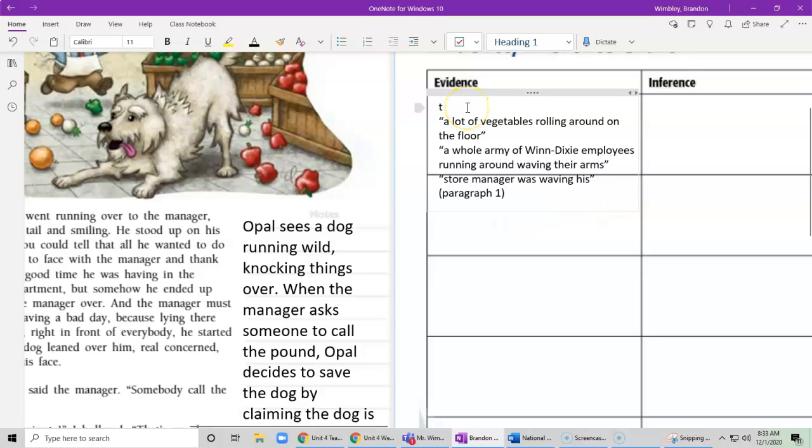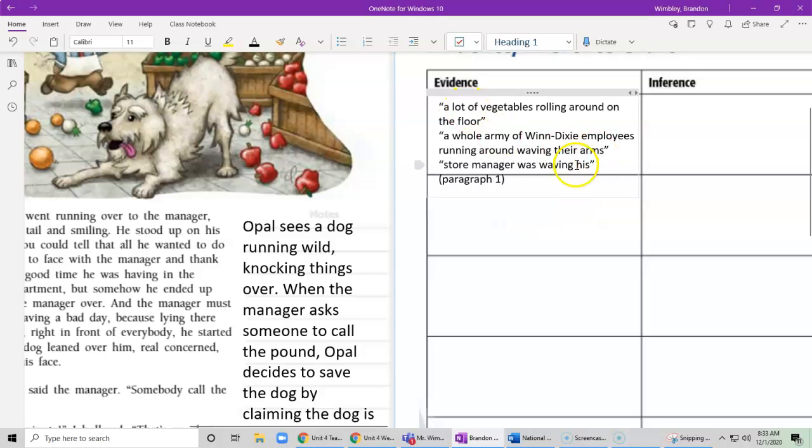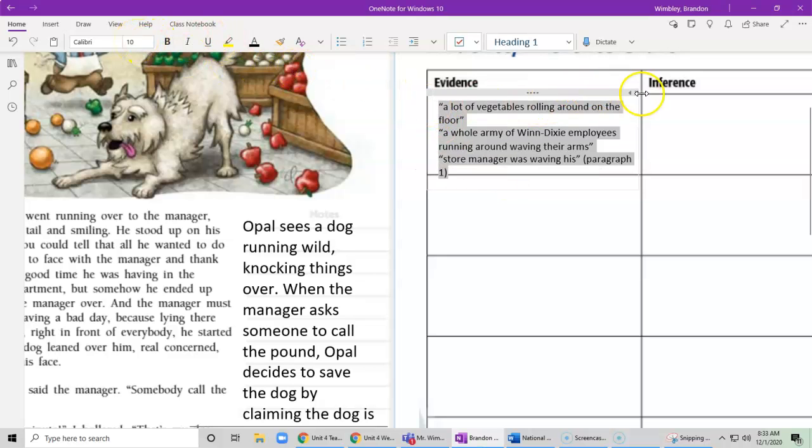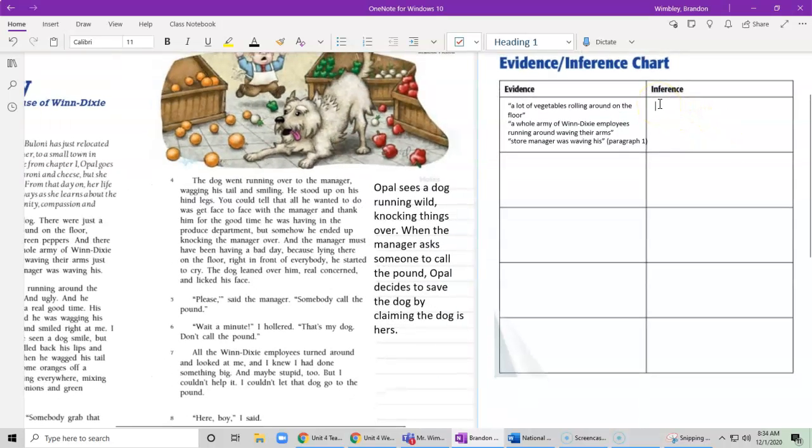We can pull out there's a lot of vegetables on the floor because that's obviously not the way that a store should have their vegetables displayed. We can also pull out that, let me just make this a little bit bigger, there was the whole army of Winn-Dixie employees running around waving their arms. And also that the store manager was waving his. All of that came from paragraph 1. Now, what was my inference? What do I now know based on this? Well, I know that the dog has upended the vegetable display. He's caused a commotion, and he's causing chaos in the store. So that is my inference right there.